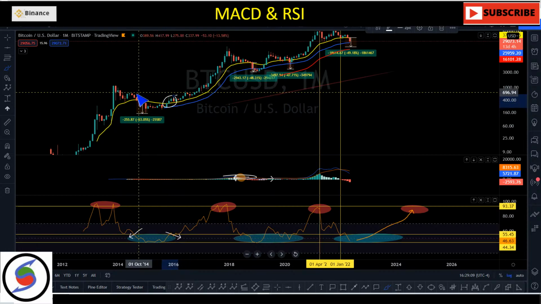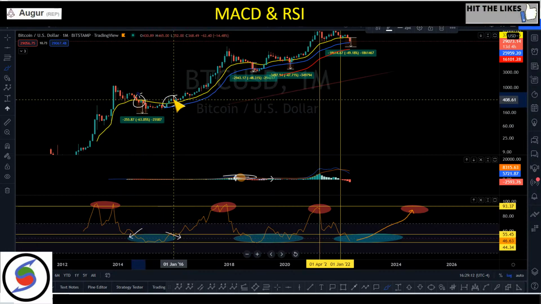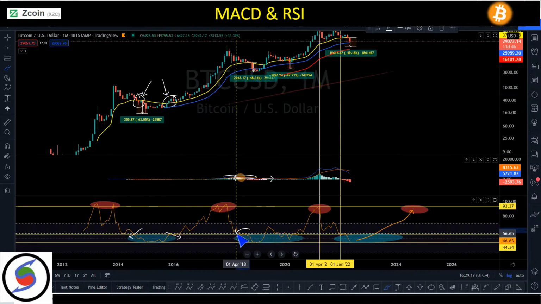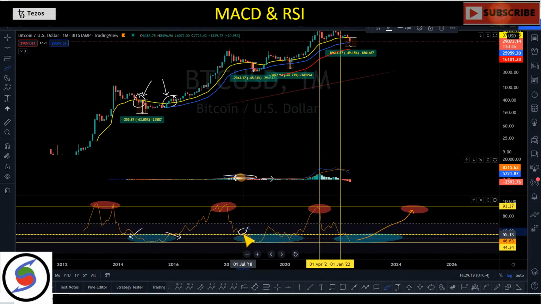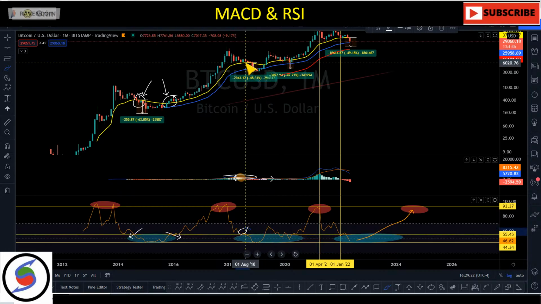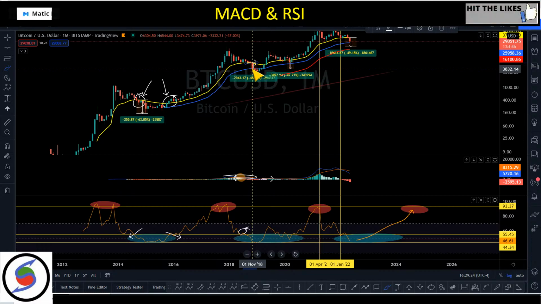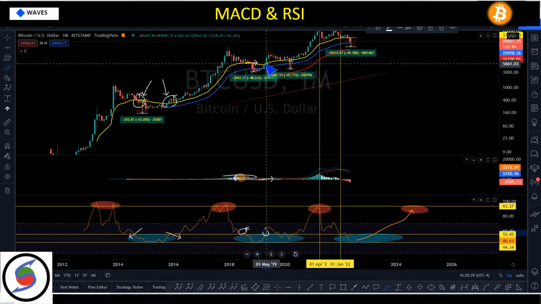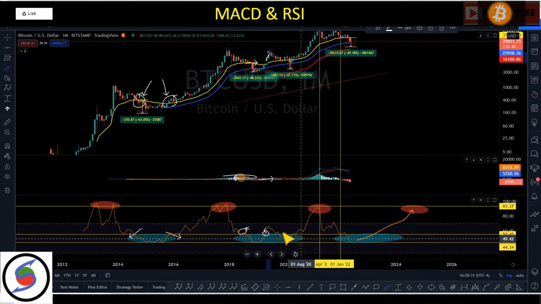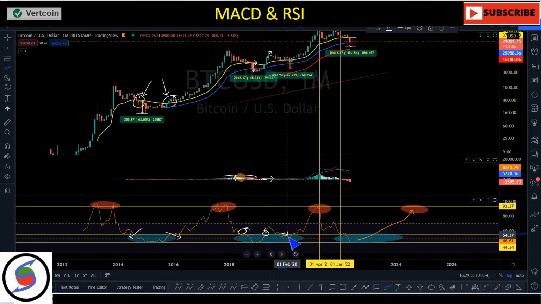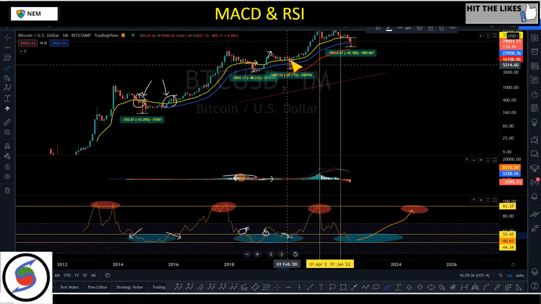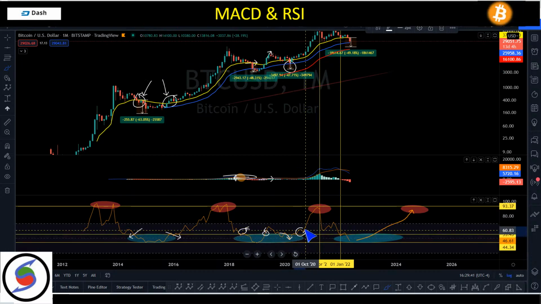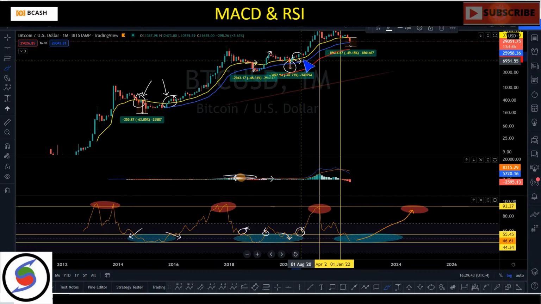Below, above. Take a look at it right here. We broke below the 55 RSI, we're below our monthly 21 EMA. We broke out above the 55 RSI, we're back above our monthly 21 EMA. As you can see, we capitulated again in March 2020, below the monthly 21 EMA again. Above the 55 RSI, we're back above the monthly 21 EMA.